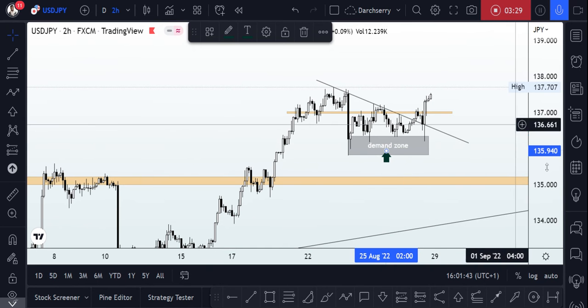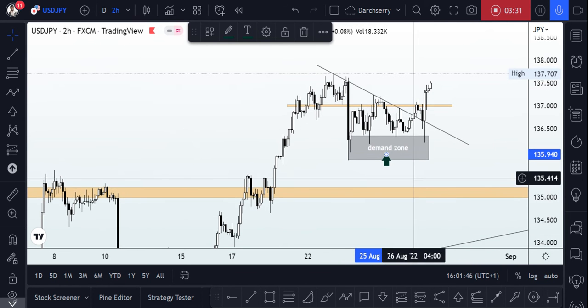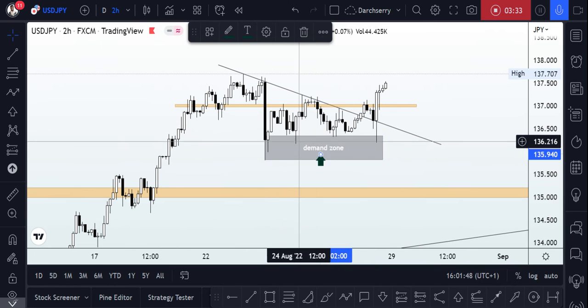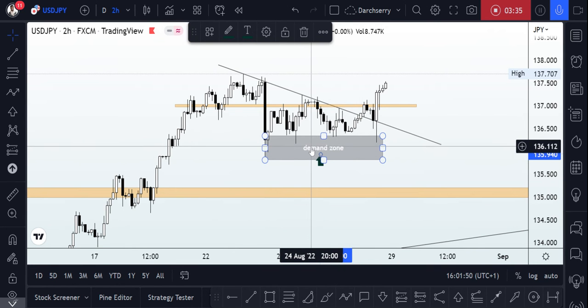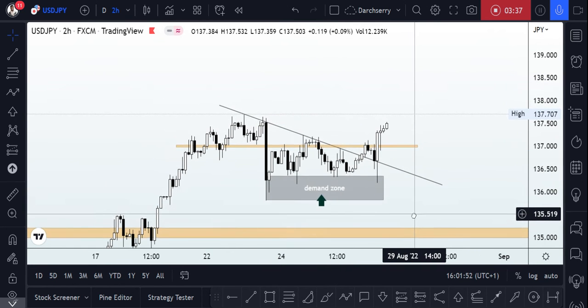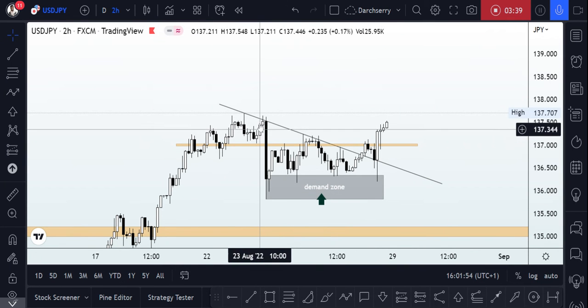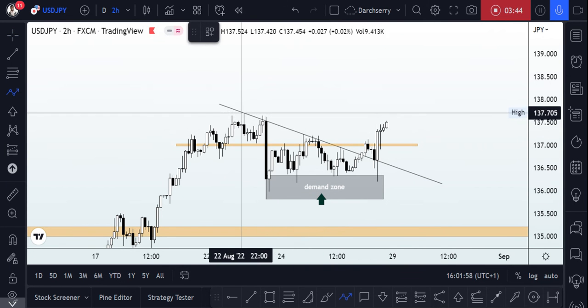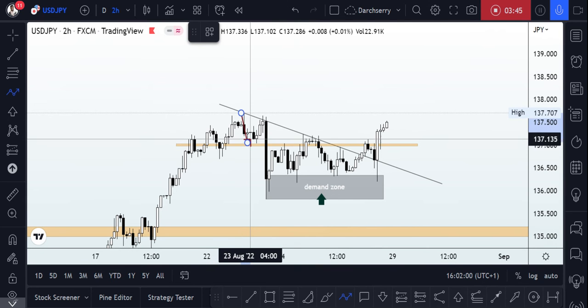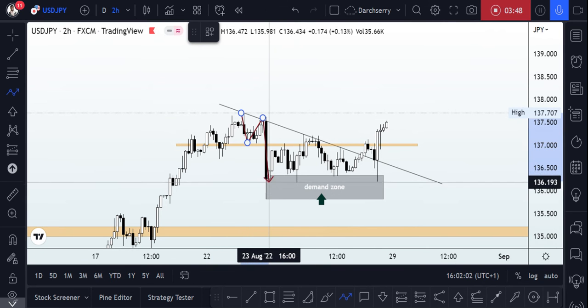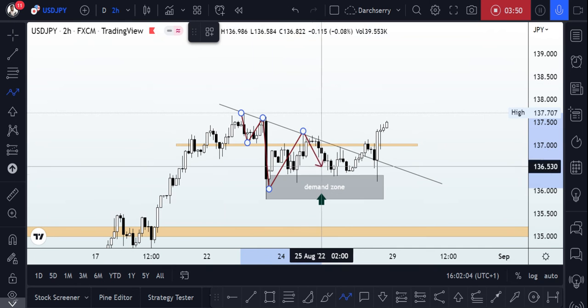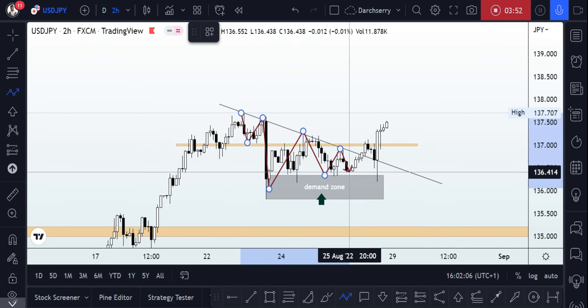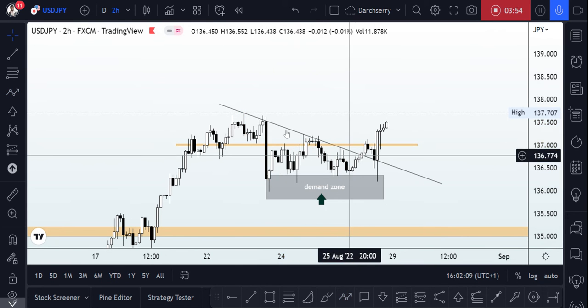This also gave us a clue into the strength of the sellers at this point in the market. Because of this, I was able to identify a demand zone here around the 136 area. The next thing I did was to look at how this consolidation phase happened. We can see that since the beginning of the week, we had lower highs, and I connected the series of lower highs to give me this resultant bearish trend line here.